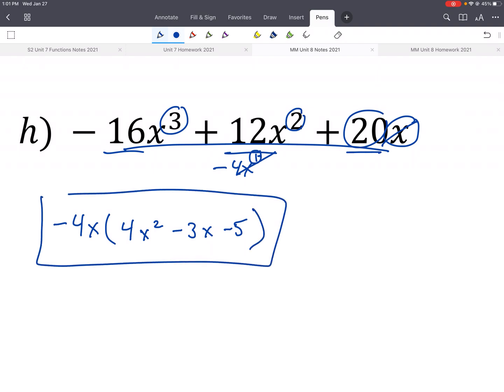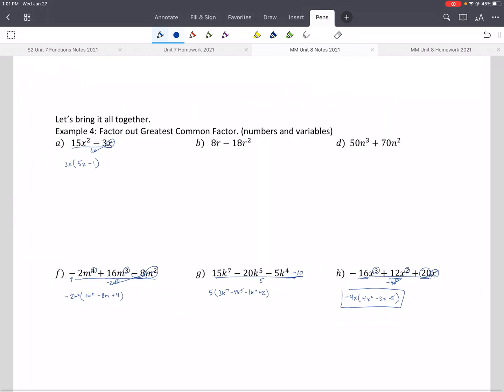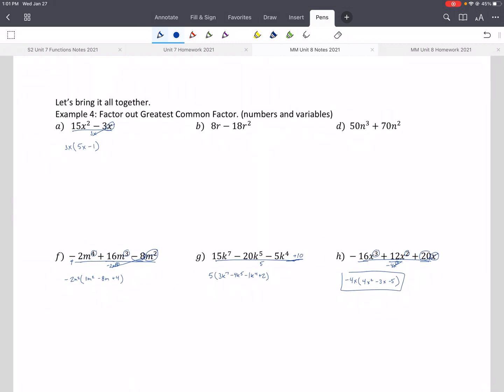All right, so that is factoring out the greatest common factor. So just make sure when you do your homework and when we do our review, make sure you read the instructions, because sometimes it may just ask you to write down the greatest common factor, and sometimes it will ask you to factor out the greatest common factor.